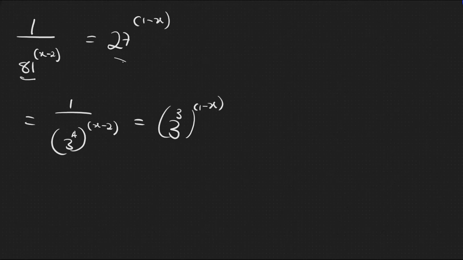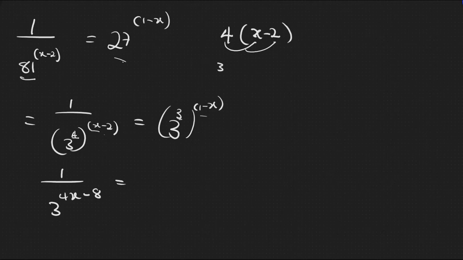Multiplying the power in the bracket by the one outside is going to give 1 all over 3 raised to power 4 times x minus 2. It's just like you have a bracket 4(x minus 2); this multiplies this and this multiplies this, right? So we have 4 times x is 4x, and 4 times minus 2 is minus 8. Is equal to, multiplying the one inside the bracket by the one outside, simply 3 into 1 minus x, so we have 3 to the power of 3 minus 3x, right?